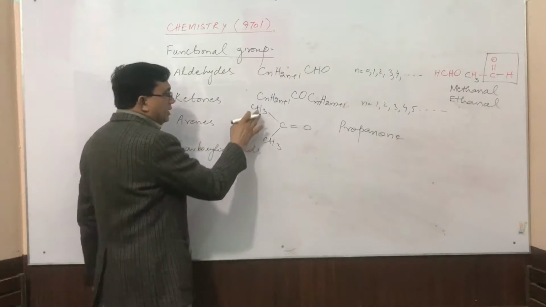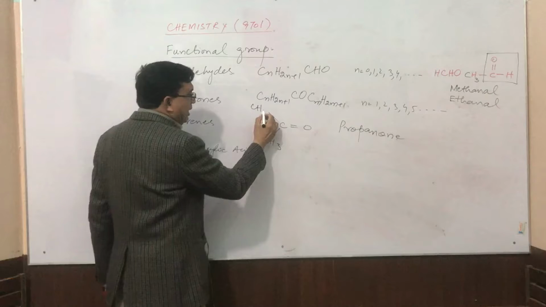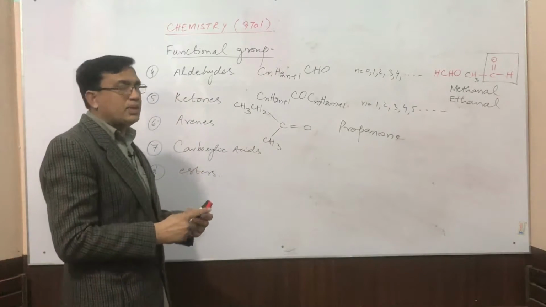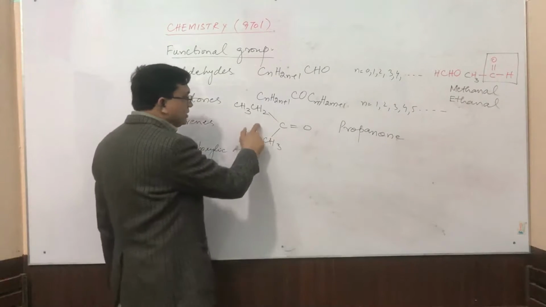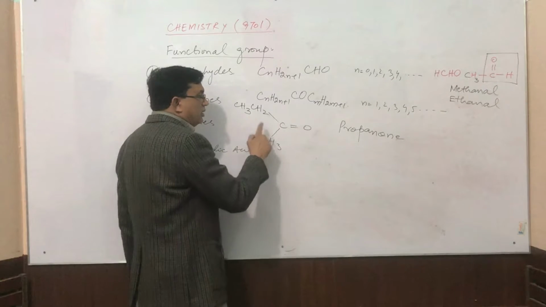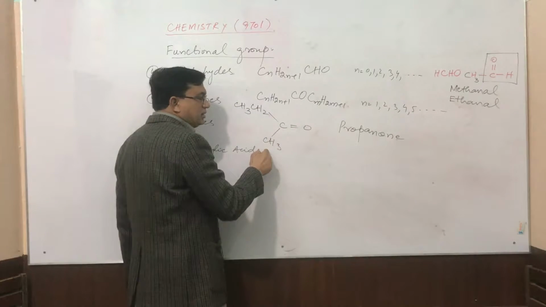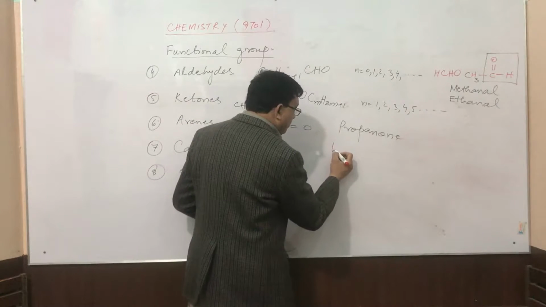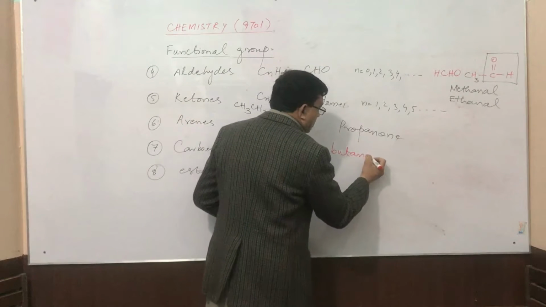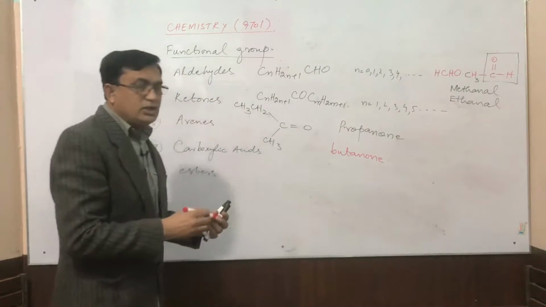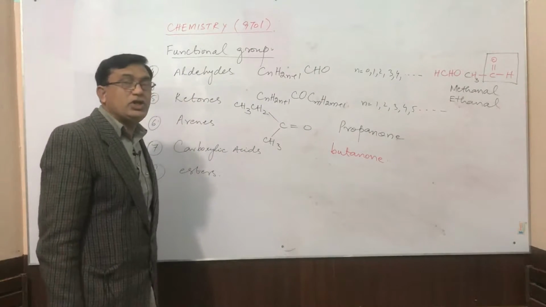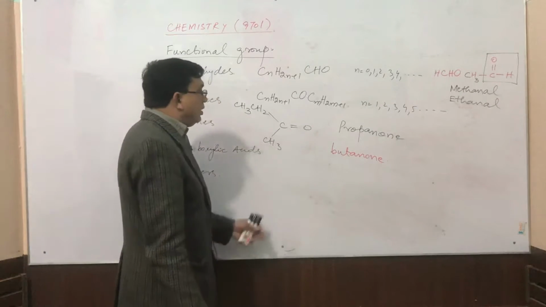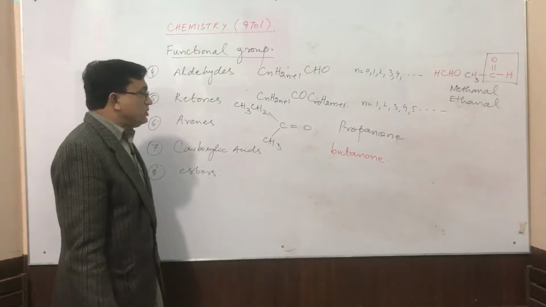But if one is methyl and the second is ethyl, now what will be the name? Due to the 4 carbon atoms present, the name will be butanone. Still, there is no need to mention the position of the functional group because the total number of carbon atoms present is small and we can't mention its position.